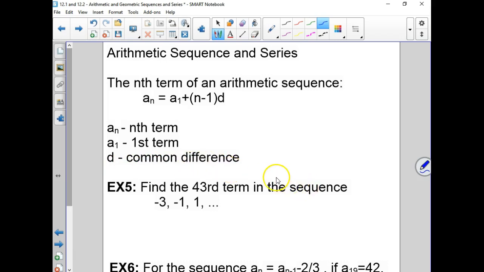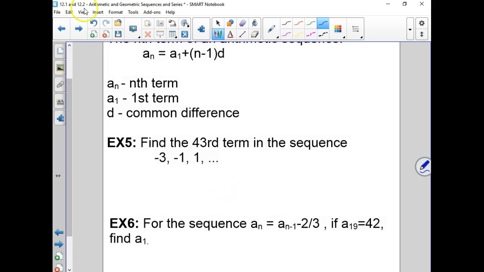The reason that we want to do this is because if we look at example 5, we're asked to find the 43rd term in the sequence. And we see -3, -1, 1.